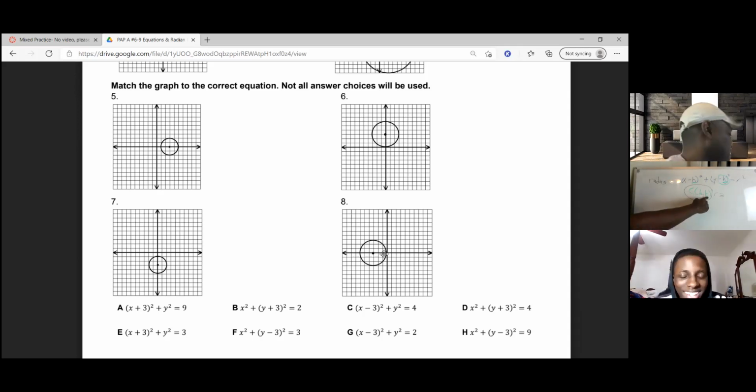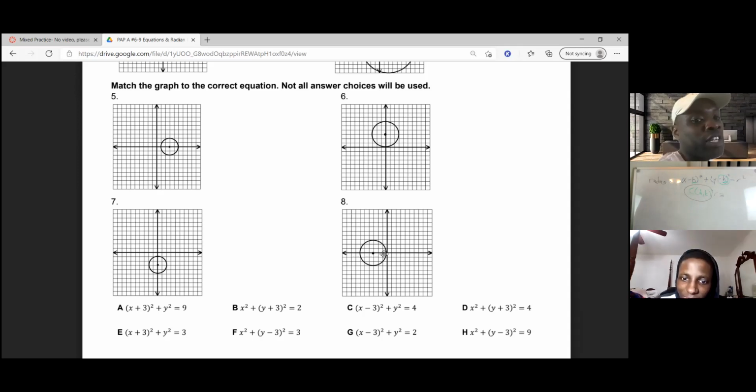It had to make sense. So we're doing number 5. You're telling me that Y is 0, right? Because it's on the axis. So if Y is 0, which equation says Y squared with a radius of 4? C. That's what you want to go with?